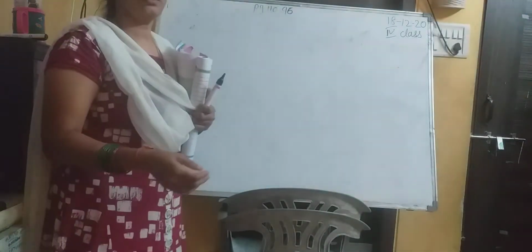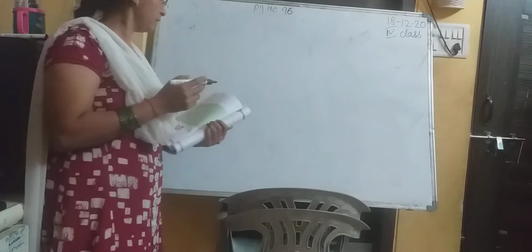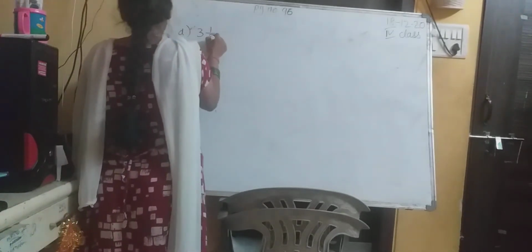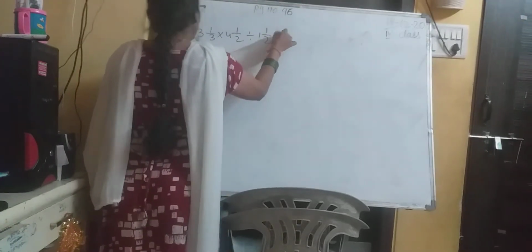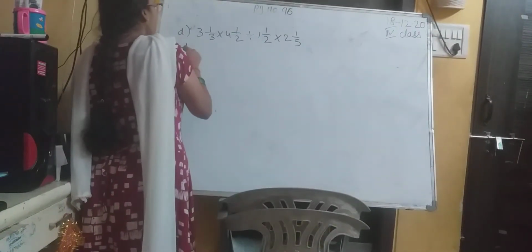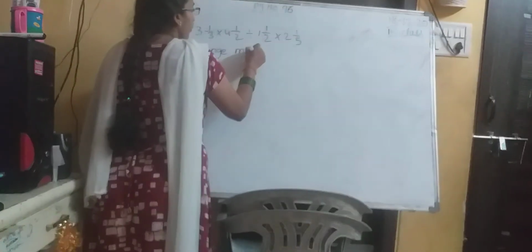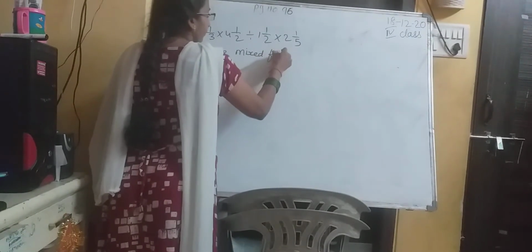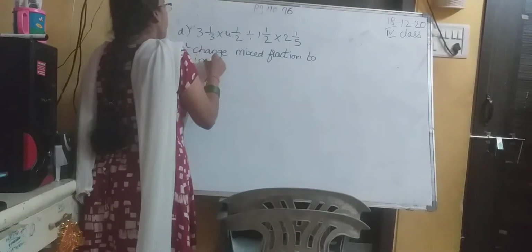What is the D1? Yes, D1. D1 is 3 1 by 3 into 4 1 by 2 divided by 1 1 by 2 into 2 1 by 5. Okay? Solution. First change mixed fraction to improper fraction.